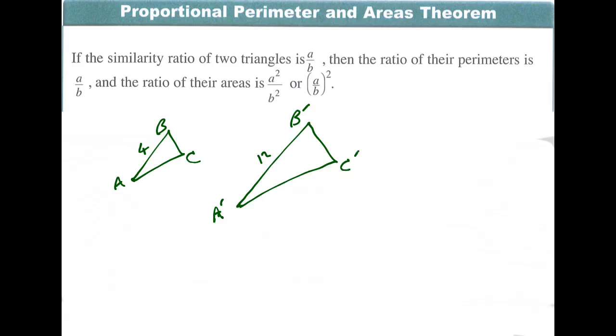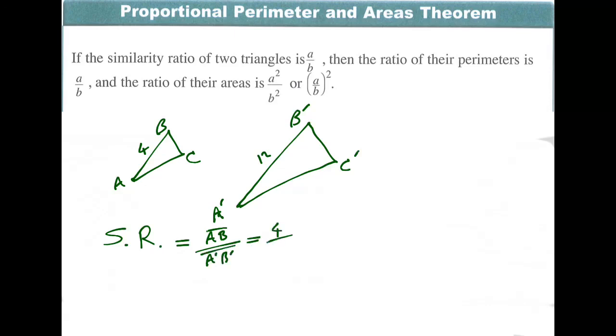Well, since these two triangles are similar, all I have to do here is just divide the corresponding sides, and that will be my similarity ratio. So AB corresponds to A prime B prime. So the similarity ratio, SR, equals AB over A prime B prime. So AB is 4, and A prime B prime is 12. If you simplify this, you'll get 1 over 3. So this is the similarity ratio between these two triangles.